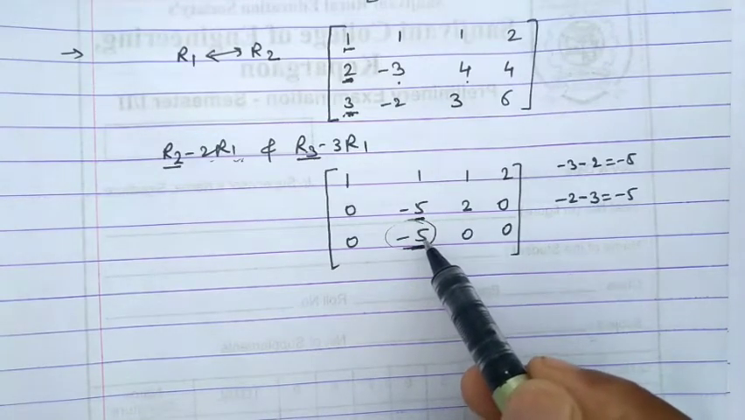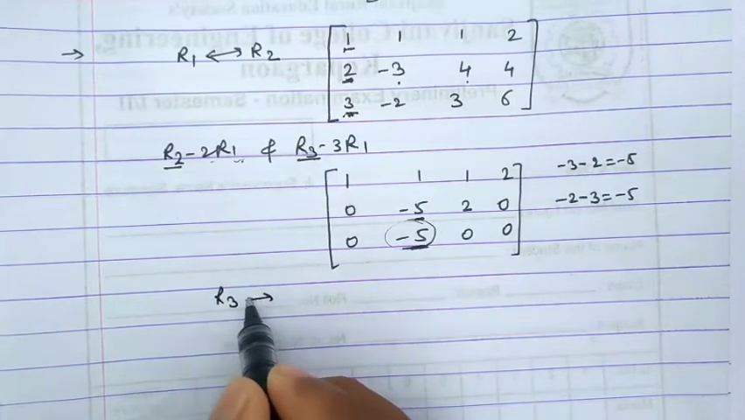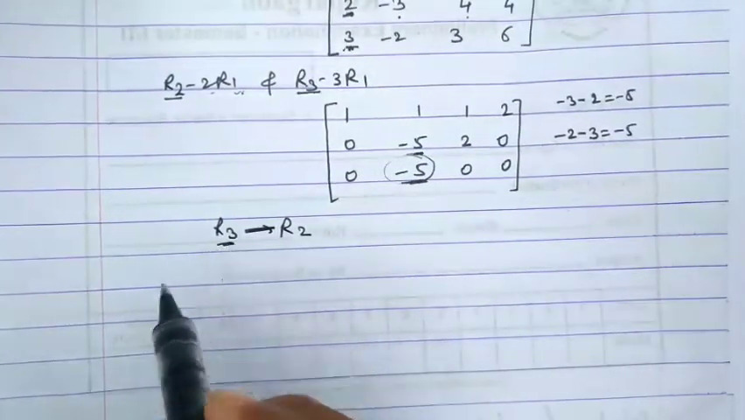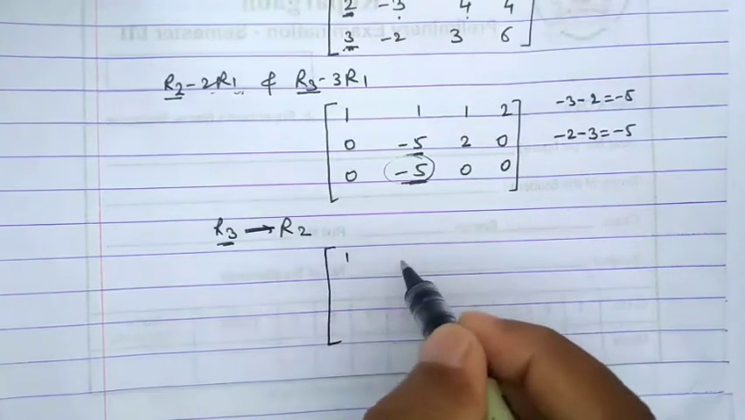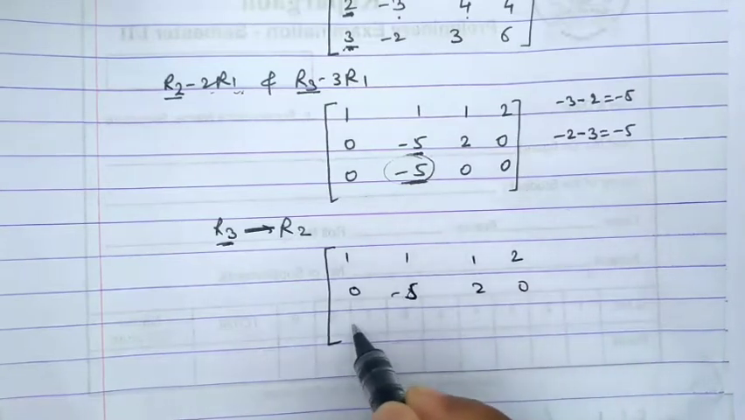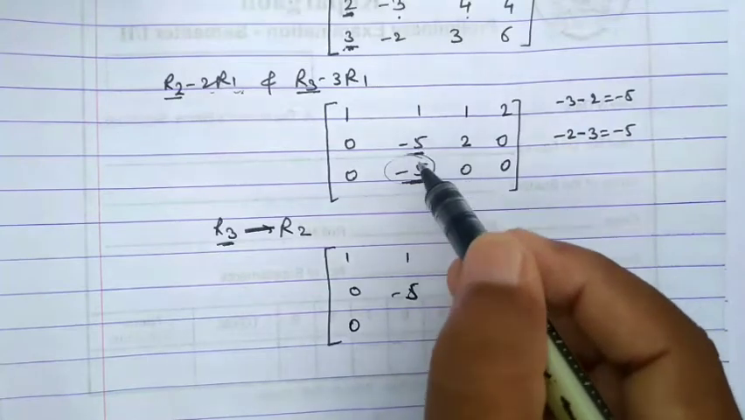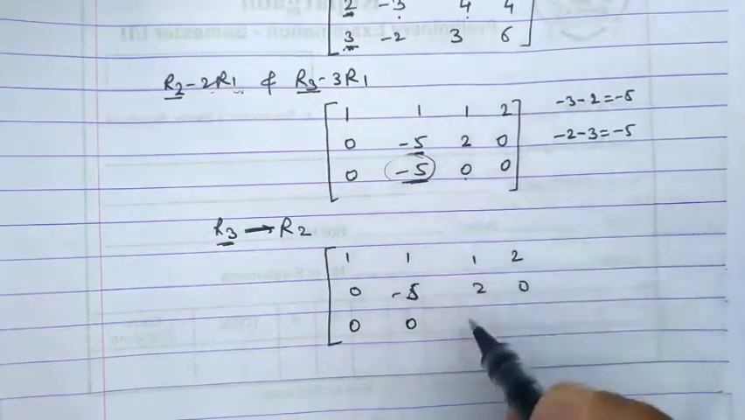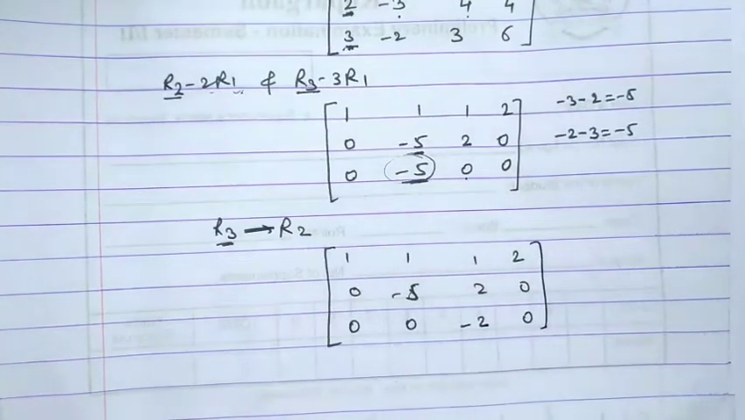So we can apply R3 minus R2. By applying R3 minus R2, see what happens. There is an operation on R3, so there is a change in R3. R1 and R2 stay as they are: 1 1 1 2, 0 minus 5 2 0, and R3 minus R2: 0 minus 0 is 0, minus 5 minus minus 5, plus 5, is 0, 0 minus 2 is minus 2, 0 minus 0 is 0. So you will get this matrix.